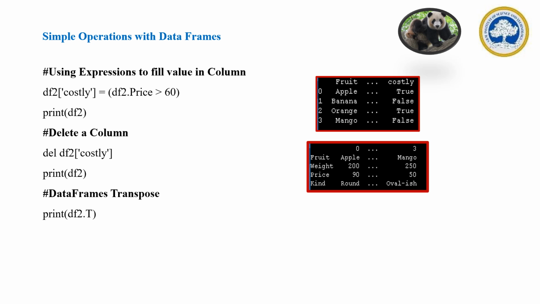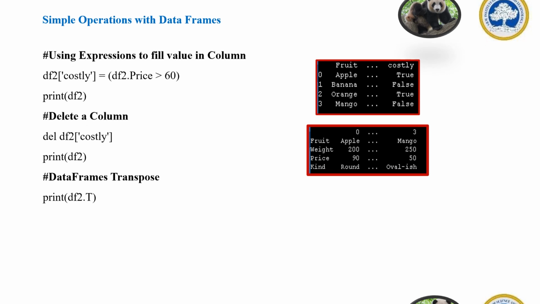Whatever elements are greater than 60 alone, it is going to print as true, else it is going to print as false. To delete the column costly, simply give del df2['costly']. Data frame transpose means print df2.T, where T stands for transpose.